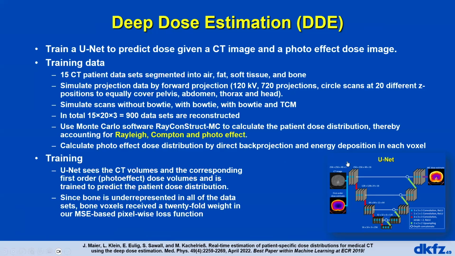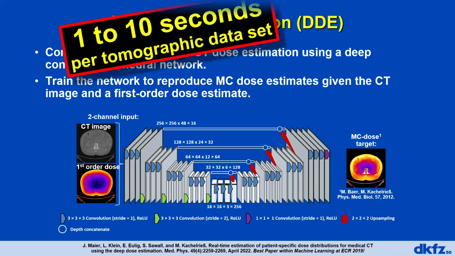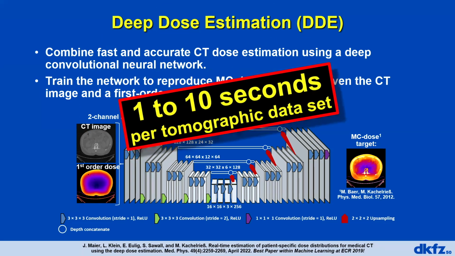Again, we use a UNet for that. And we call this algorithm the deep dose estimation. And what it actually does is, in this case, we use as an input not only our CT image, but also a first order dose estimate. And this first order dose estimate can be obtained in a couple of seconds. So this is not a bottleneck here. And we trained it to Monte Carlo outputs. So basically, what this neural network does is we feed in a CT image, a first order dose distribution, and it outputs us the dose distribution for our specific patient, which I just showed. And this is possible in only a couple of seconds, and this makes it almost real time.